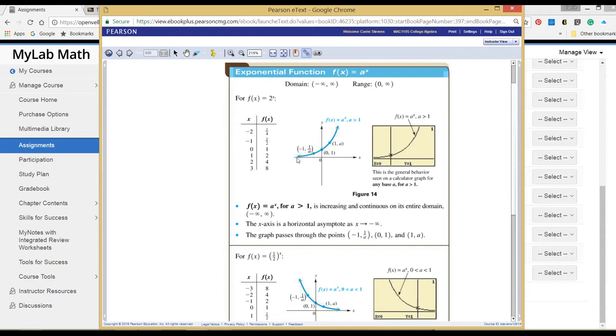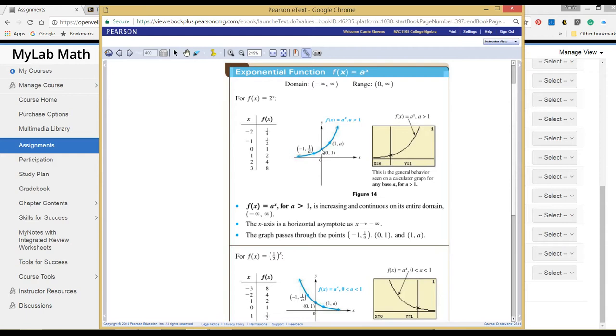But one thing I want to point out is that you have certain points that are always on the basic parent function, and that would be -1, 1 over a. And what is a? A is the base of the exponential function. So you can see it here. Here it shows a to the power of x and 2 to the power of x. So in this example, 2 would be a. So you should have the point -1, 1/2, as you can see right here.